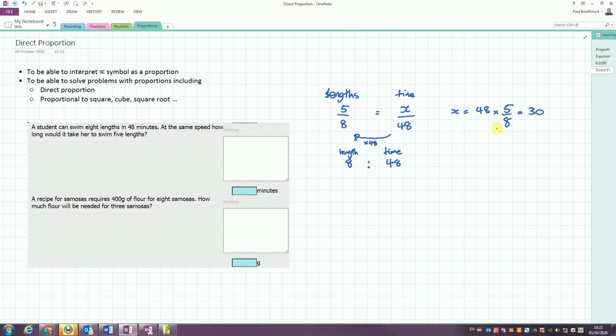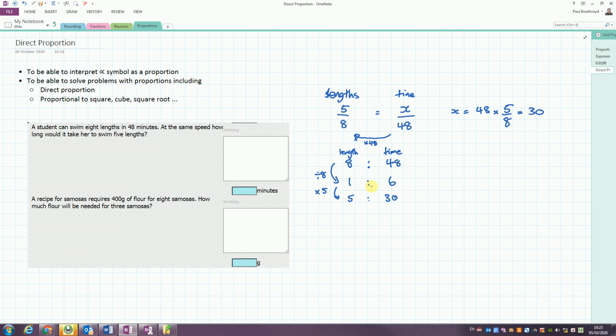You can solve very similarly to find out what one length is. One length is, divide both sides by 8, is 6. And then I want to know what 5 lengths are, so I'm going to multiply by 5. And 5 times 6 gives me 30. And that gives me my solution there, same number of minutes.